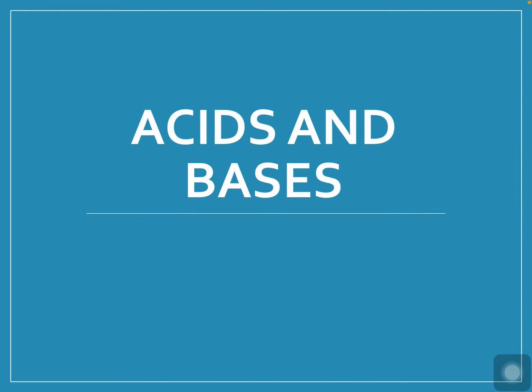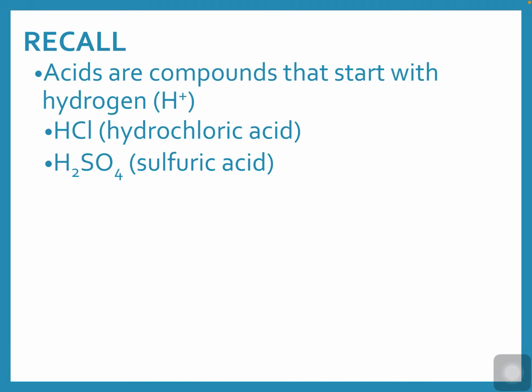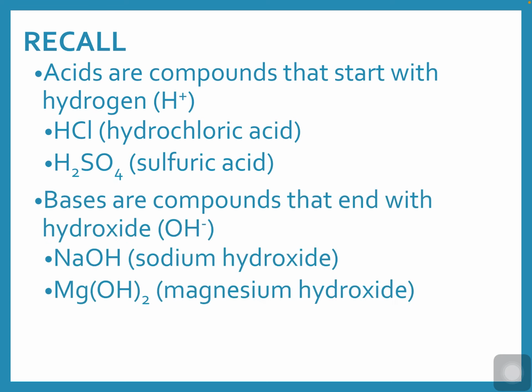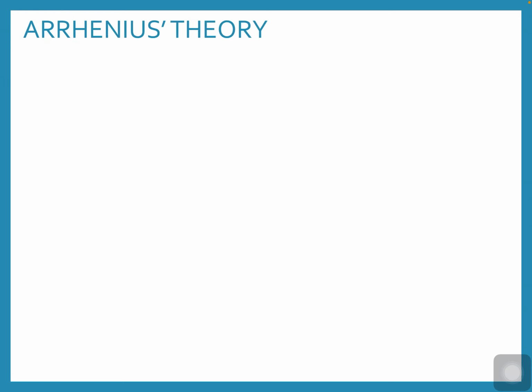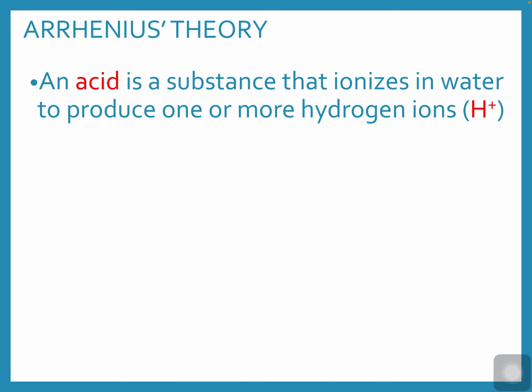In this lesson, we're going to look at acids and bases. So if you recall, an acid is a compound that starts with hydrogen, so like hydrochloric acid or sulfuric acid, and bases are compounds that have hydroxide in them and they end in hydroxide. So sodium hydroxide and magnesium hydroxide are examples of those. Both of those are based on the Arrhenius definition of acids and bases, and that's the only definition we're going to look at in 3U.